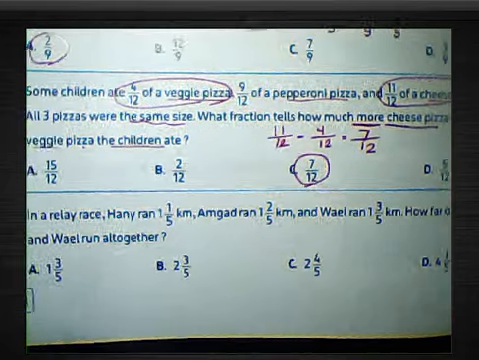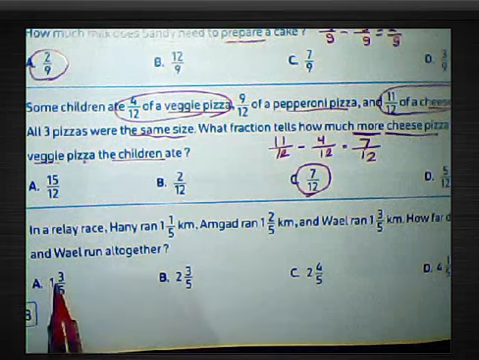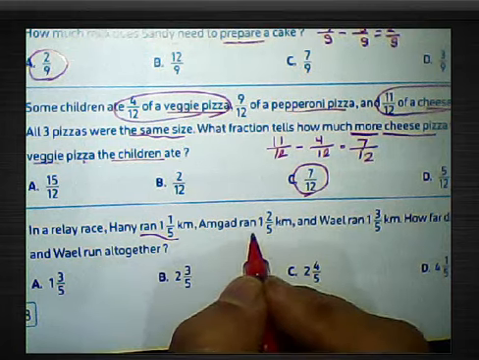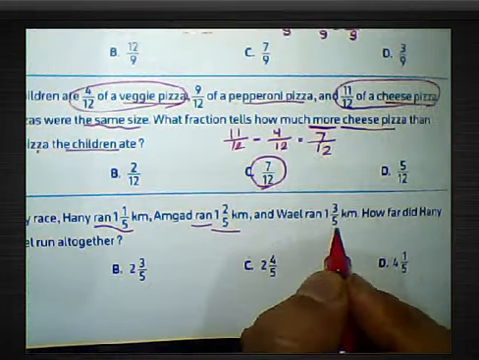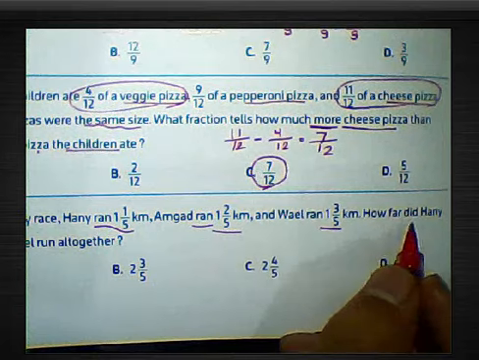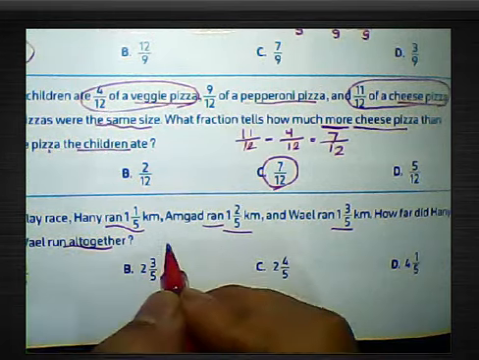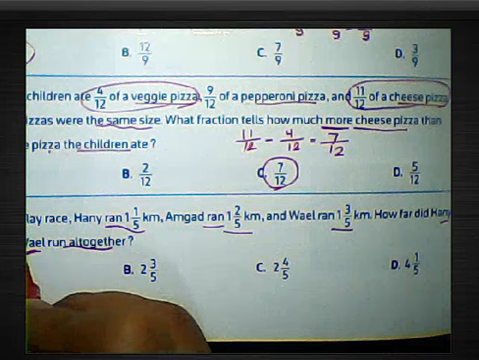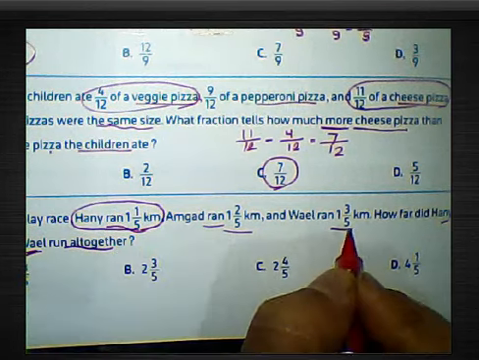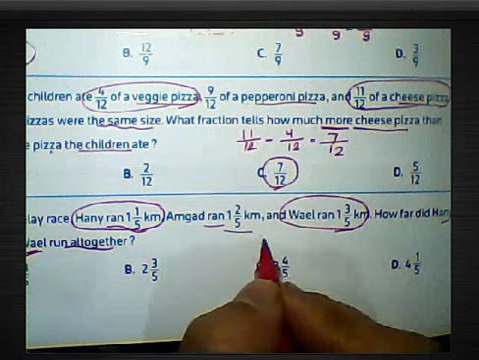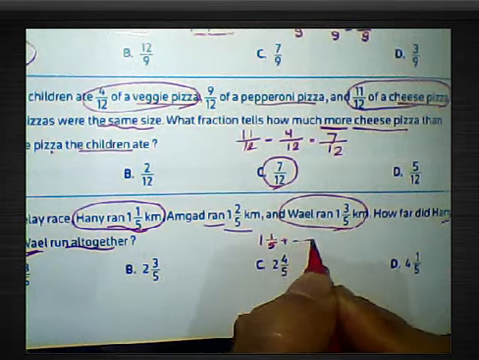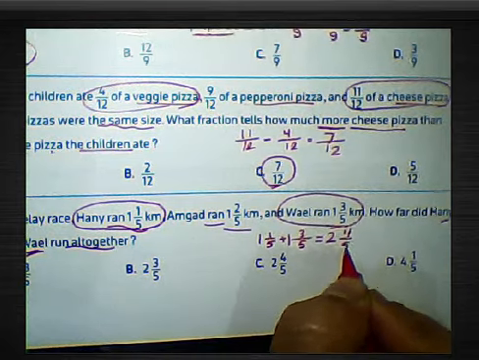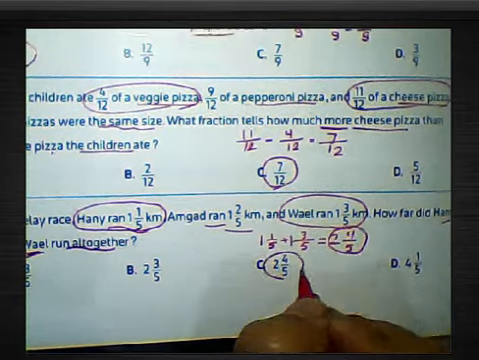The difference between them will be 7/12. Question number 7. In a relay race, Hani ran 1/5 kilometer, Amjad ran 1 and 2/5 kilometer, and Wael ran 1 and 3/5 kilometer. How far did Hani and Wael run altogether? Altogether means Hani and Wael only. We can find the sum of them. 1 and 1/5 plus 1 and 3/5. 1 plus 1 equals 2, and 1 plus 3 equals 4. The result will be 2 and 4/5. Let us see this example.